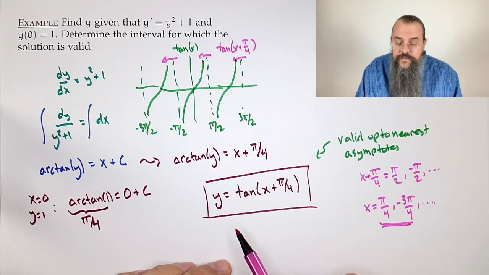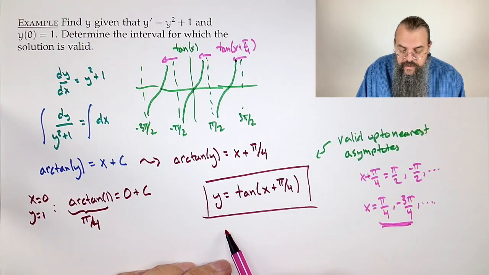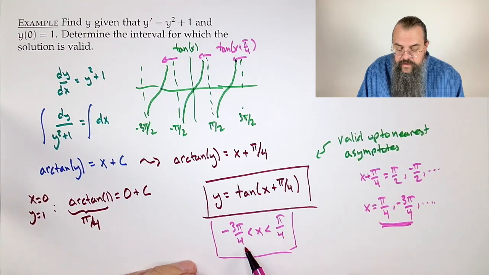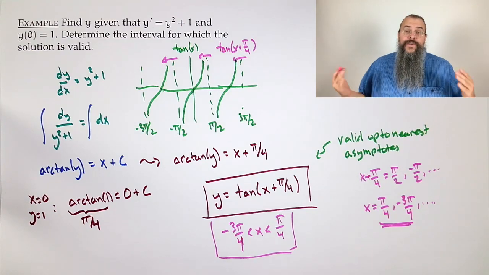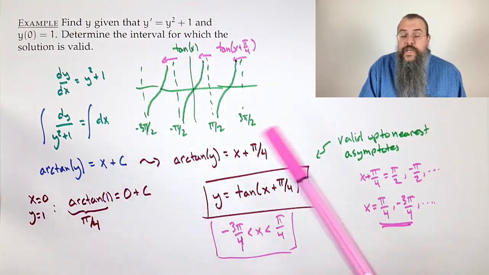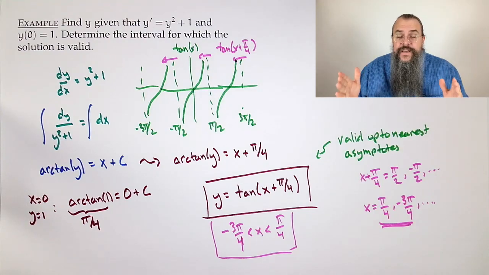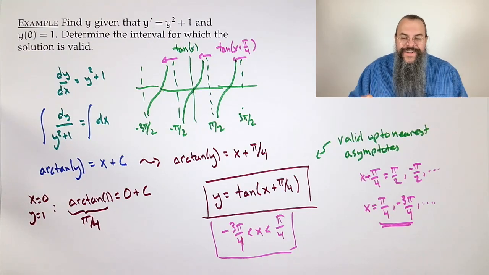So where's the interval where it's valid? Well, in between these two. So we can say it's valid from negative 3 pi over 4 all the way up to positive pi over 4. And there we go. That's where the solution is valid. So when you're looking for where a solution is valid, look for either problems with the original differential equation, or look at your solution and ask, where do I have asymptotes? That's going to be a limiting part. All right. Okay, good.